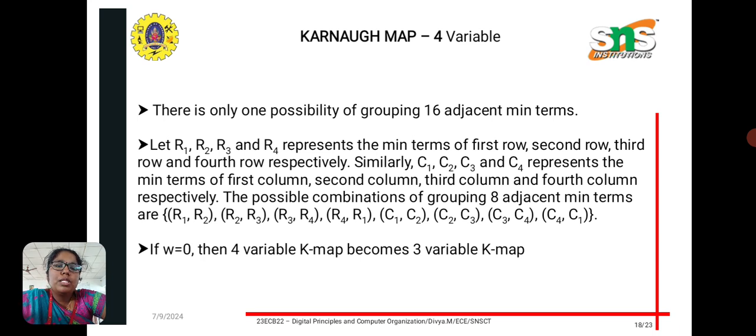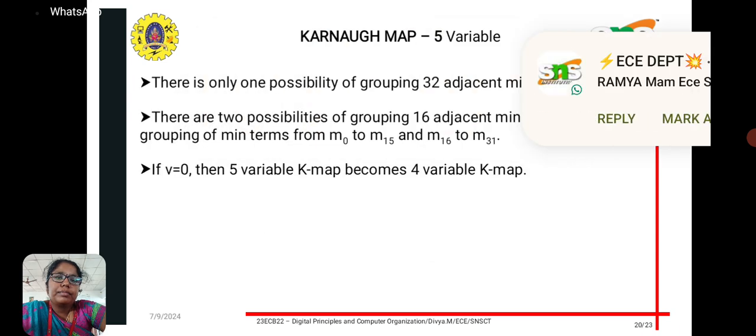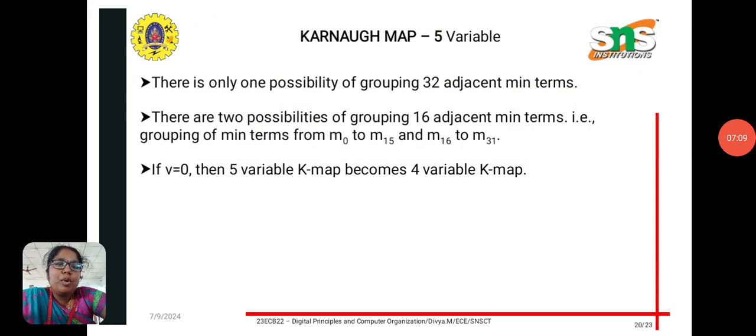If W equals 0, then the 4 variable K-map becomes a 3 variable K-map. The number of cells in a 5 variable K-map is 32, since the number of variables is 5. There is only one possibility of grouping 32 adjacent minterms. There are two possibilities of grouping 16 adjacent minterms, that is, grouping of minterms from M0 to M15 and M16 to M31. If V equals 0, then the 5 variable K-map becomes a 4 variable K-map.